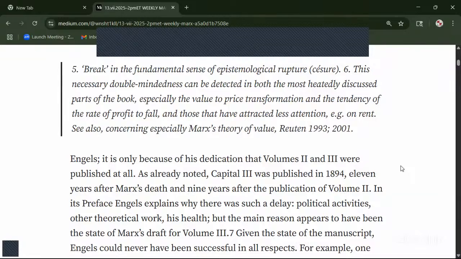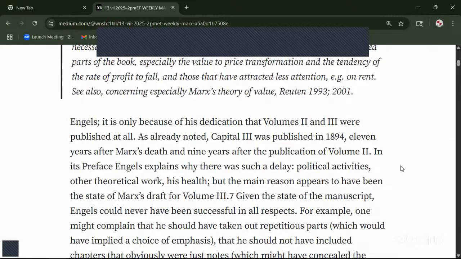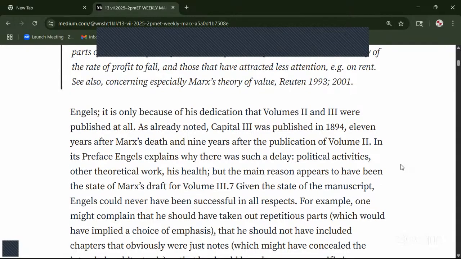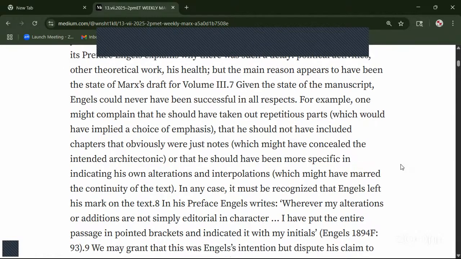Political activities, other theoretical work, his health, but the main reason appears to have been the state of Marx's draft for Volume 3. Given the state of the manuscript, Engels could never have been successful in all respects. For example, one might complain he should have taken out repetitious parts, which would have implied a choice of emphasis. He should not have included, obviously, what were just notes, which might have concealed the intended architectonic, or he should have been more specific in indicating his own alternatives and interpolations, which might have marred the continuity of the text. In any case, it must be recognized that Engels left his mark on the text.